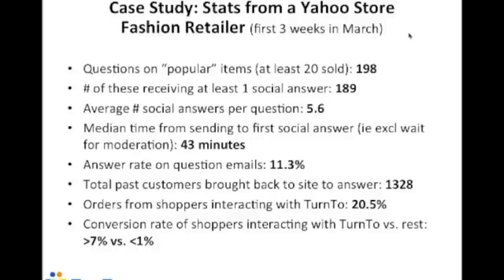And I wanted to wrap up with a case study from a Yahoo store. This is a fashion retailer using the system. This is data from the first 3 weeks in March to give you a sense of the kind of results that you can achieve from this. So I'm looking here first at the questions on the popular items. So at least 20 of these items were sold, and they got 198 questions in those first 3 weeks about those items. Of those 198, 189, so all except for 9, received at least one social answer.